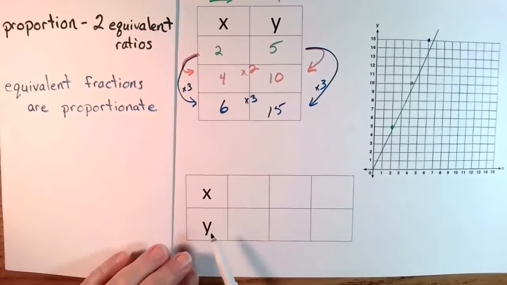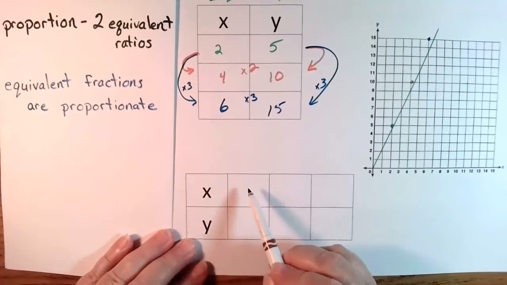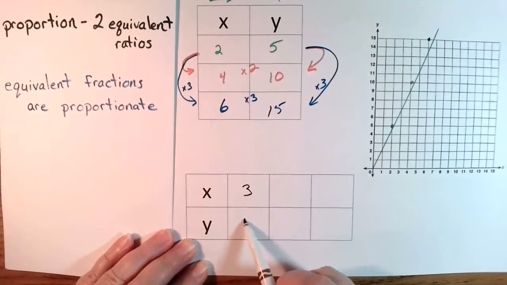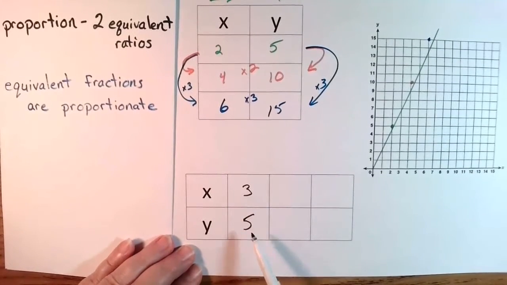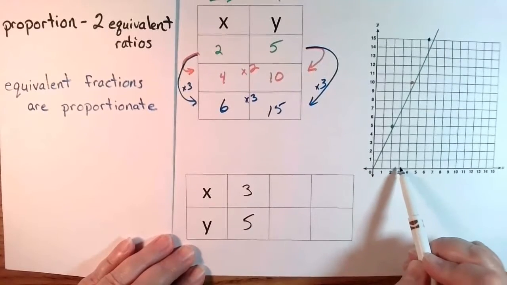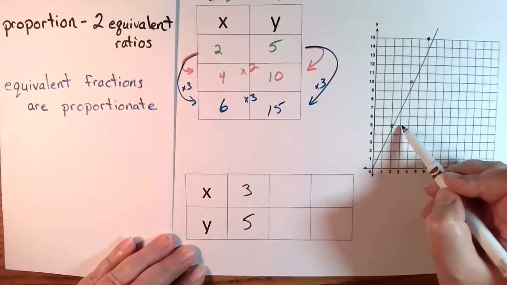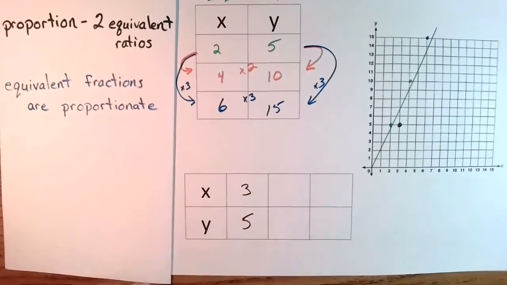Now we're going to do the same thing with a horizontal line. So here, if we were to have 3 to 5, we know that 3 is x, y is 5. So we would come over 3 and come up to 5. So this one is going to be right here, 3 to 5.